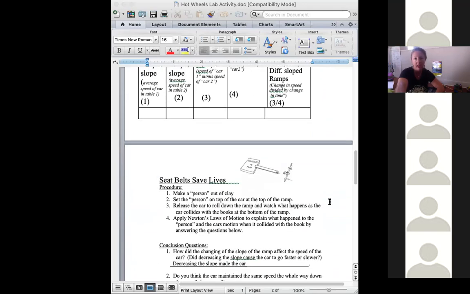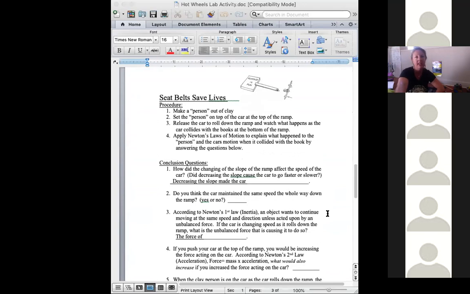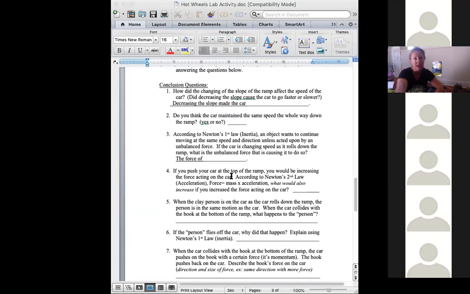And then we have the third and final page of this document here. Seatbelts Save Lives is another little tiny experiment we're going to do after, where we're going to put a little clay person that we make out of Play-Doh or clay. So if you have some Play-Doh or clay, you can have that handy. And then we have some questions. I think there's 7. Yes, 7 questions right here that you're going to answer.